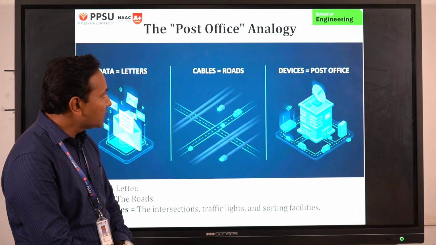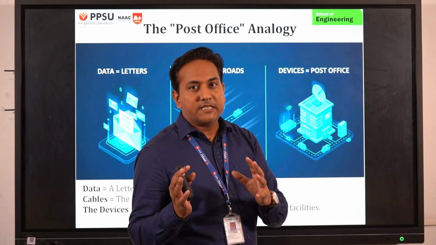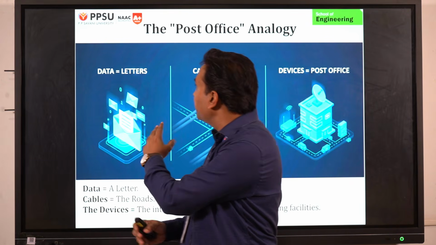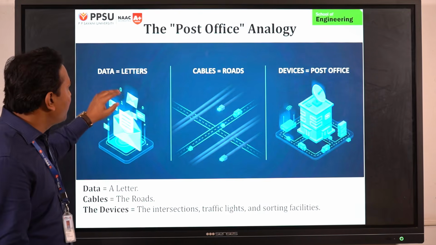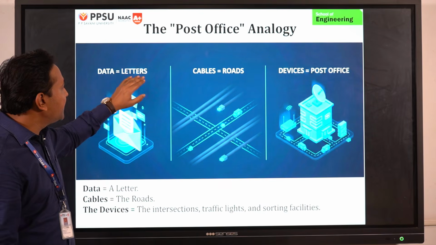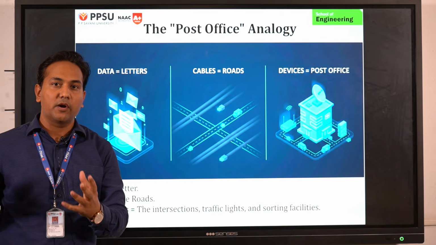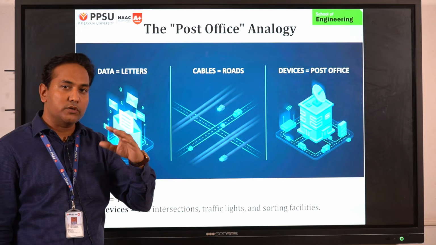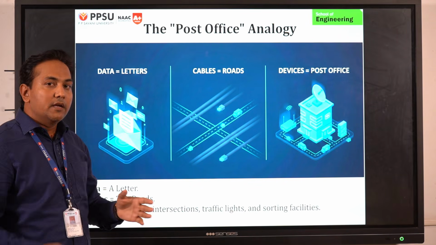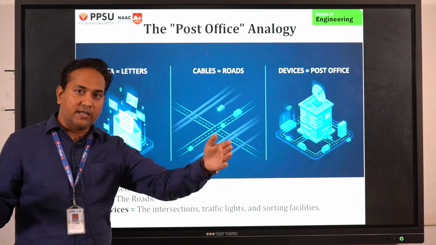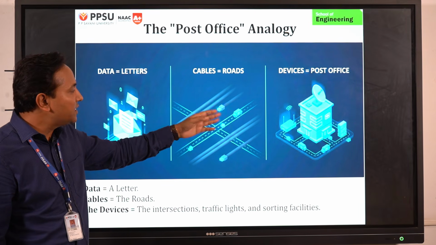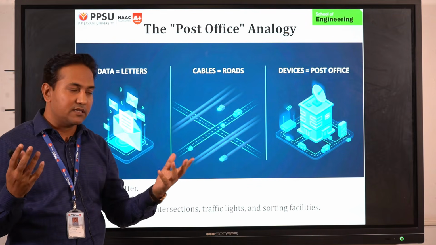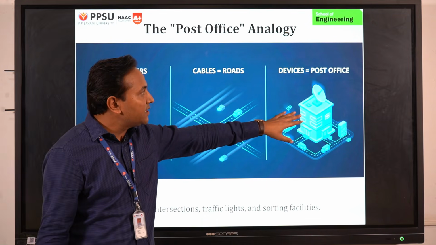If we want to understand the network and the devices, we can easily understand it with an analogy with the post office. Let us say we have a letter with us, that is equivalent to the data in our computer networks. If we want to send a letter through a post office, it will be transported from one city to another city by roads. These roads are equivalent to our cables or the Wi-Fi connection in a wireless connection. And these are the devices.